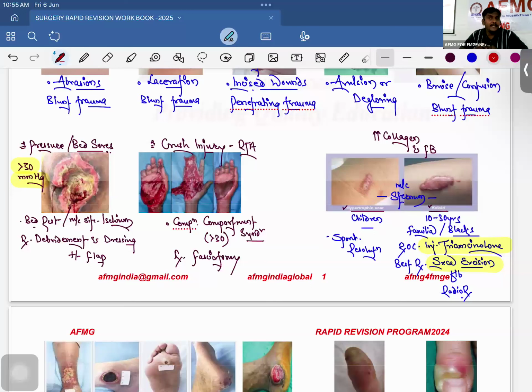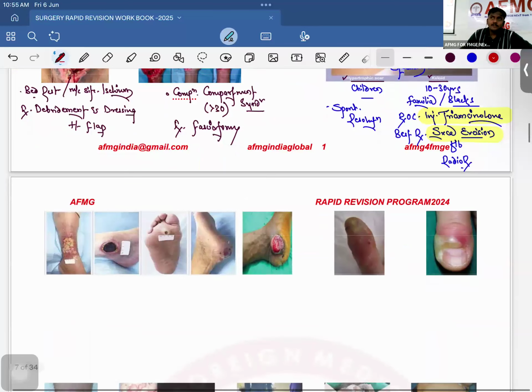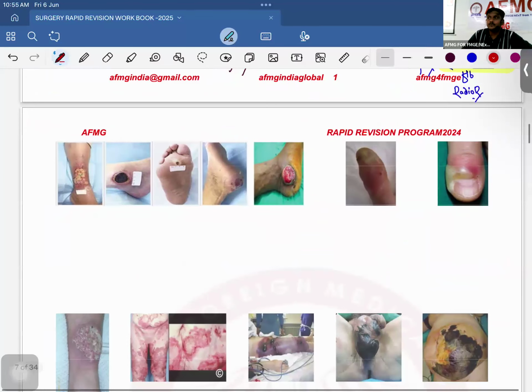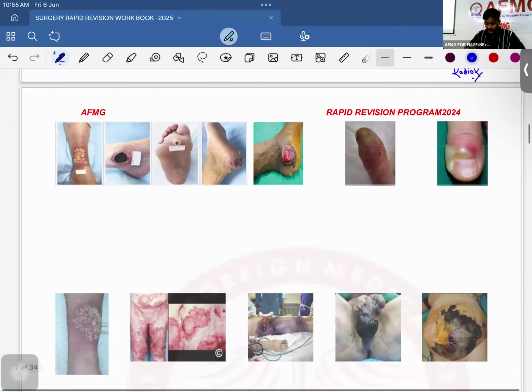What is the hallmark of wound healing? Granulation tissue. Very good. Hallmark of wound healing process is granulation tissue. What is hallmark of granulation tissue? Neovascularization. New blood vessel formation or neovascularization is the hallmark of granulation tissue.